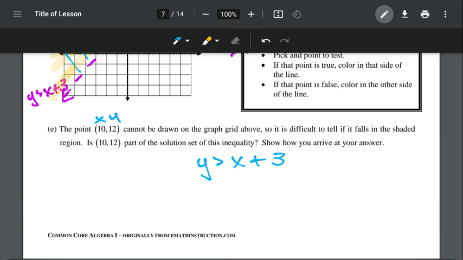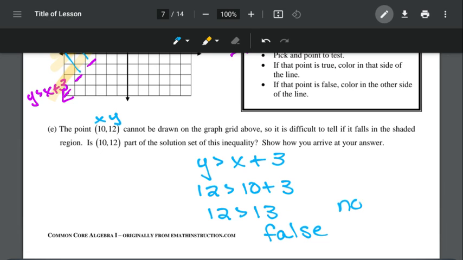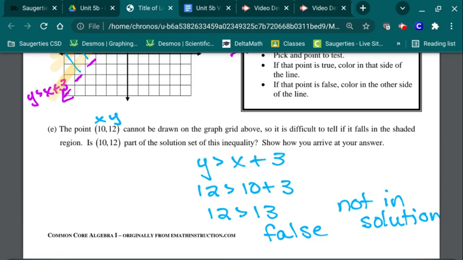x is 10, y is 12. So I'm going to plug those numbers in. x plus 3. 12 greater than 13. That's false. So the point 10, 12, nope, not in the solution. That means it would be on the unshaded side. On our next video, we are going to do more practice.